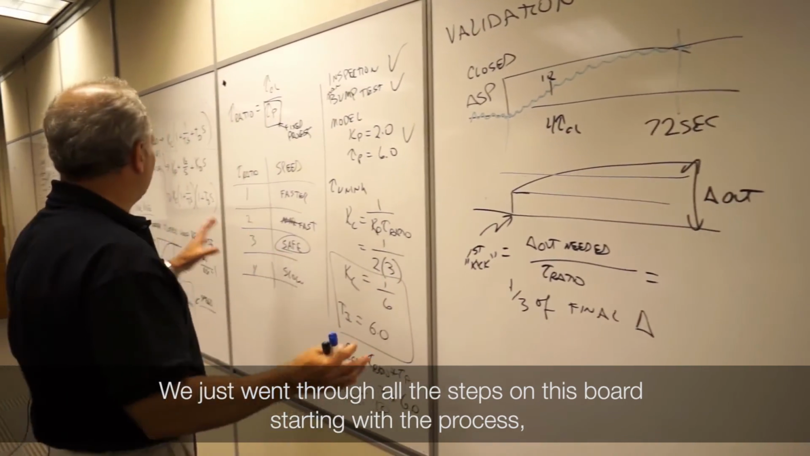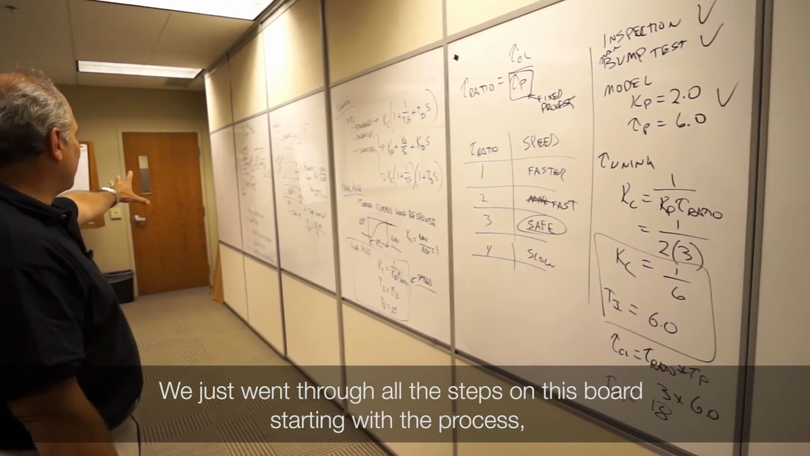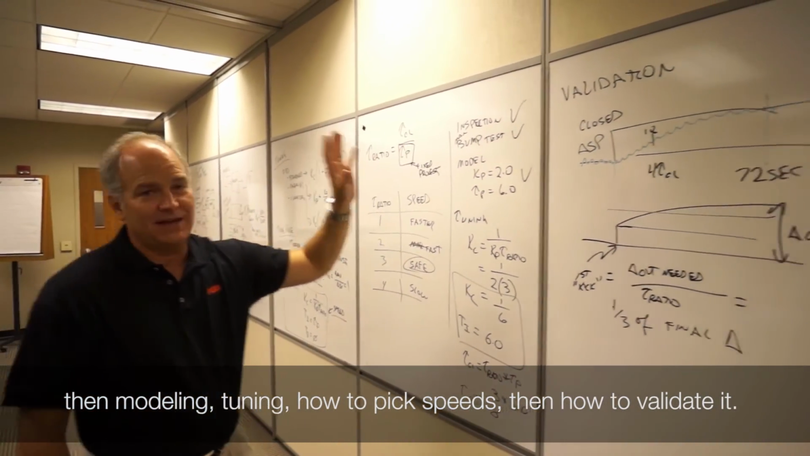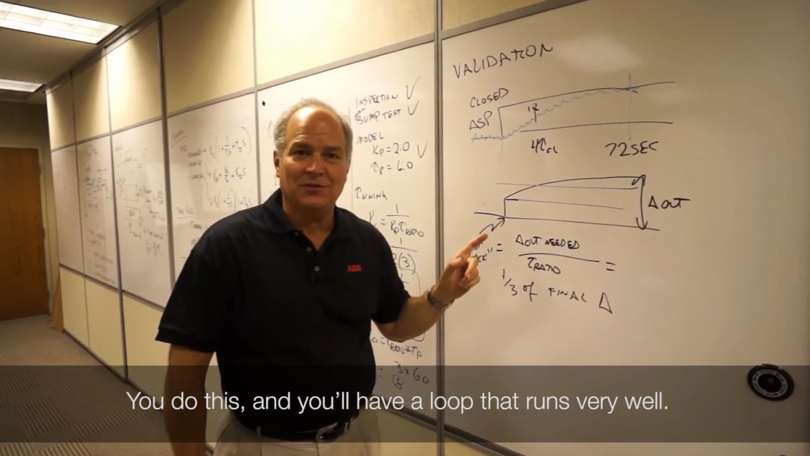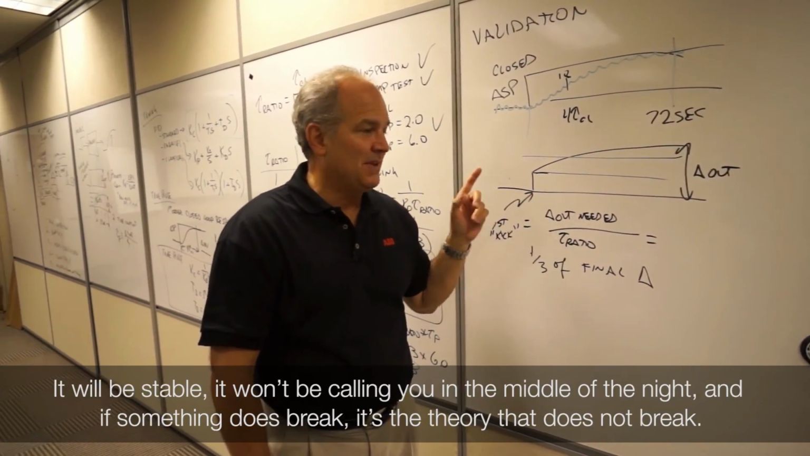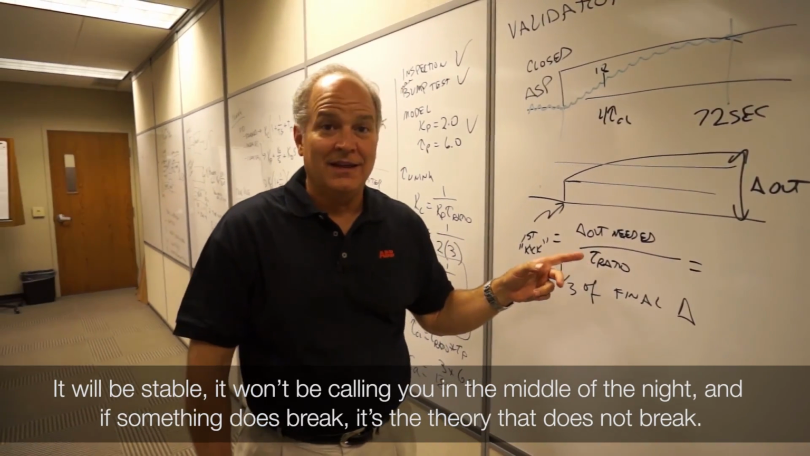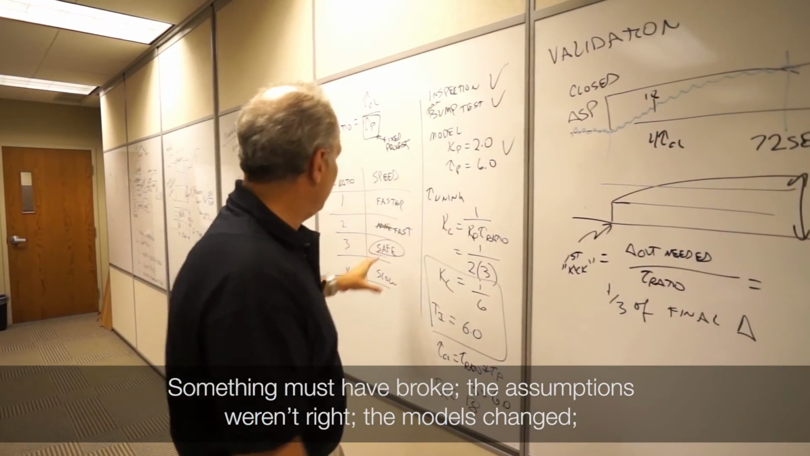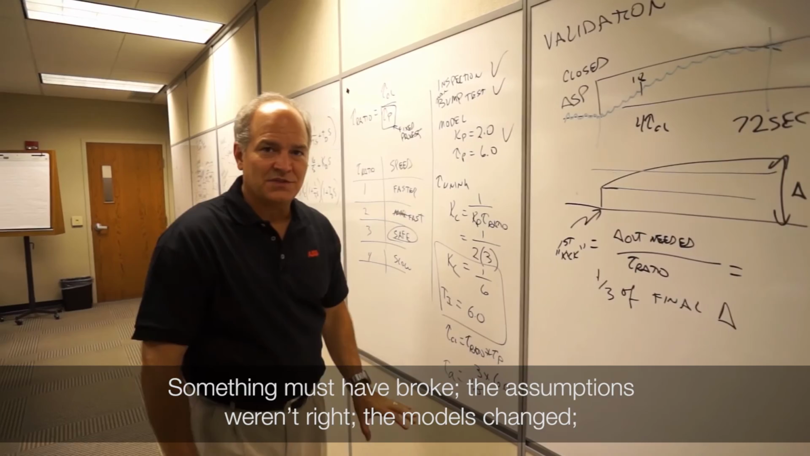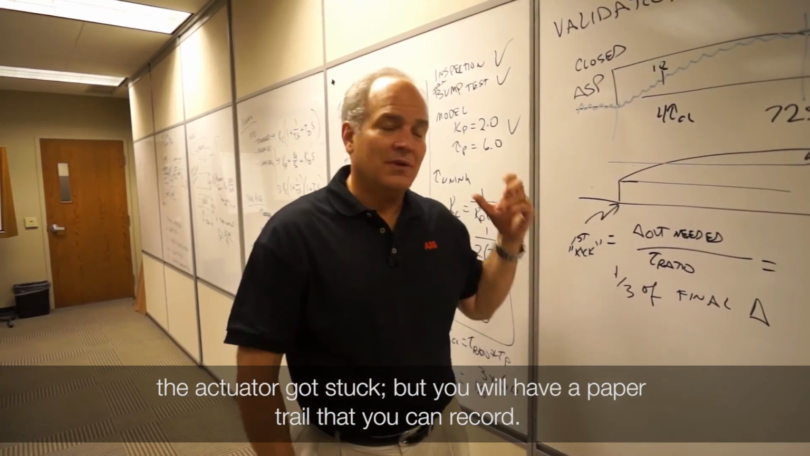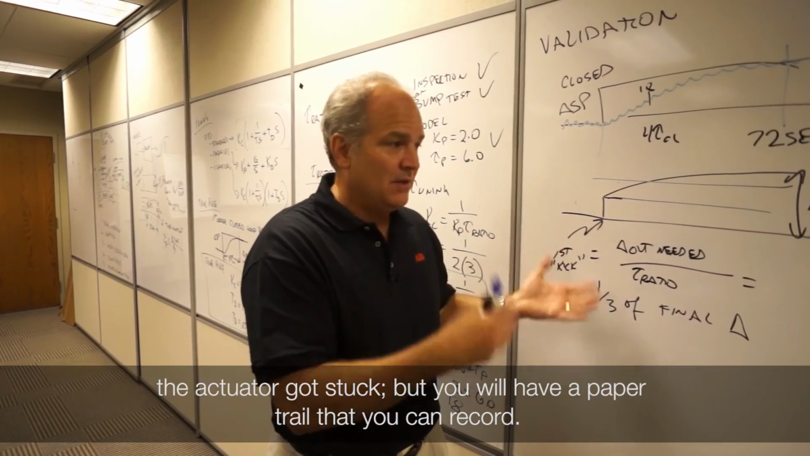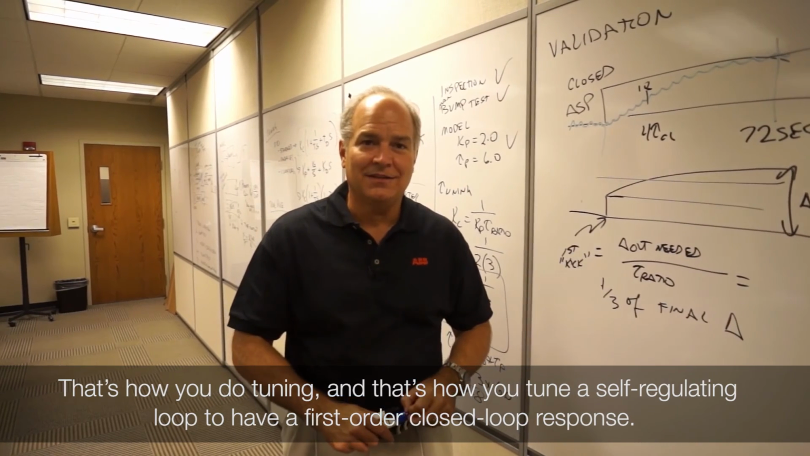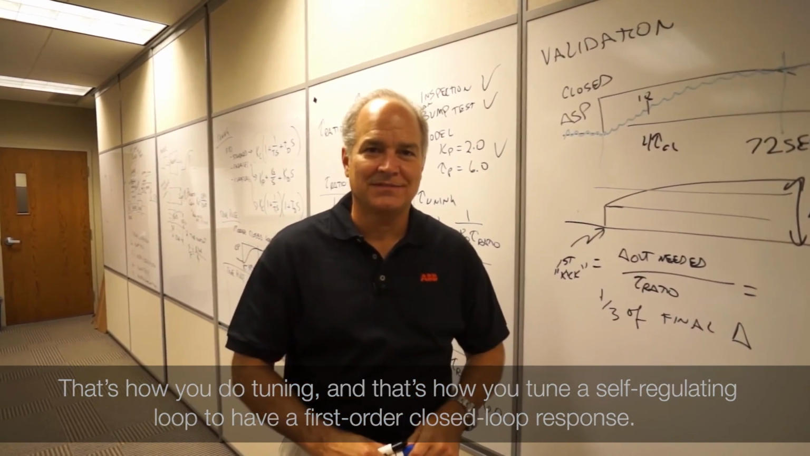So we just went through the whole step here on the board of talking about the process, modeling, tuning, how to pick speeds, and then how to validate it. You do this, you'll have a loop that will run very, very well. It will be stable. It won't be calling you in the middle of the night. And if something does break, it's the theory that does not break. That means something broke. The assumptions weren't right, the models changed, the actuator got stuck, but you will have a paper trail that you can record, do a bump test, and you'll see what changed. That's how you do tuning, and that's how you tune a self-regulating loop to have a first-order closed-loop response.